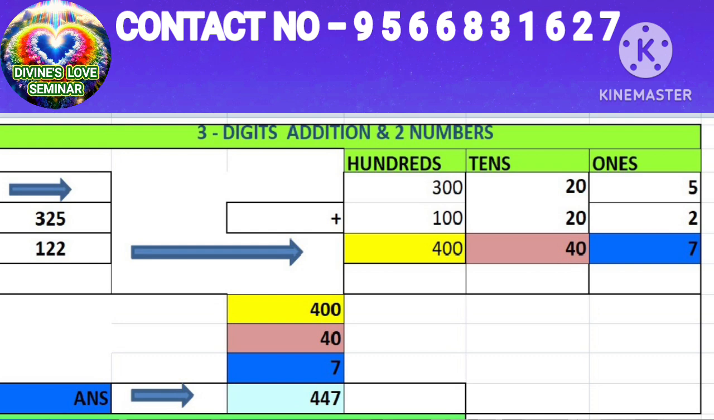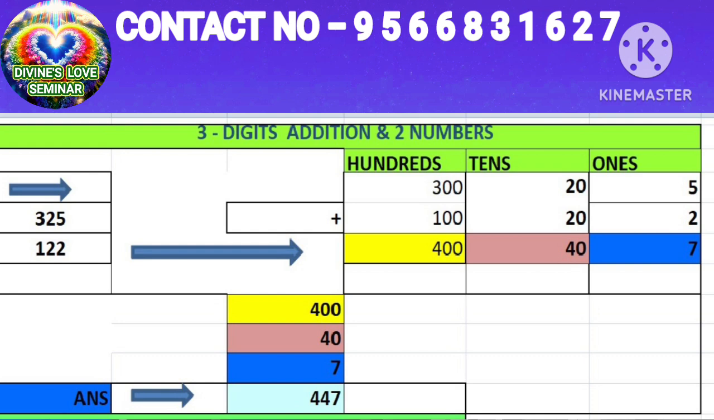See the image. Hundreds place: 300 plus 100 is equal to 400. Keep 400 in your mind. 400 plus 20 is 420. That is tens place. 420 plus 20 is 440. Keep 440 in your mind. Then go to ones place. 440 plus 5 is 445. 445 plus 2 is 447. 447 is the answer.